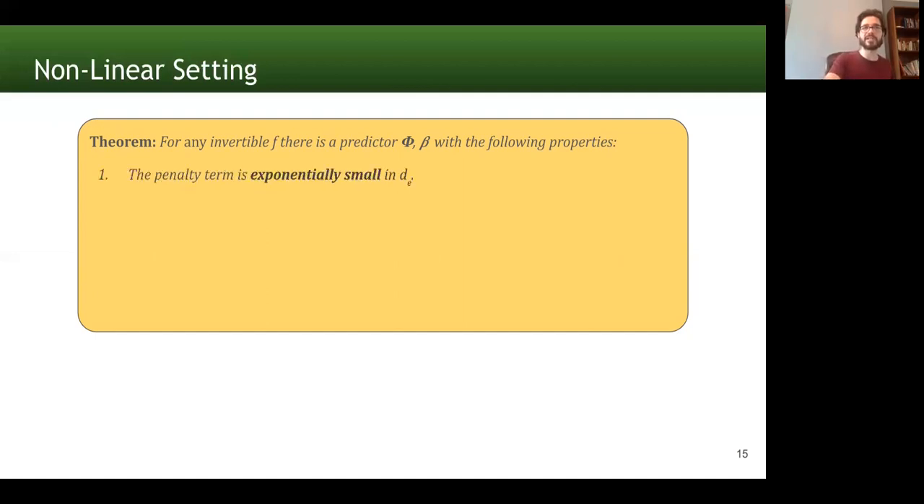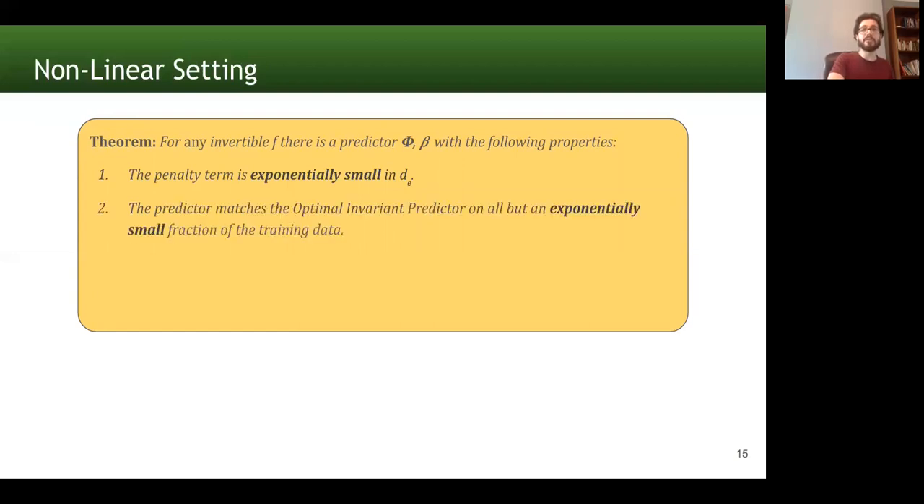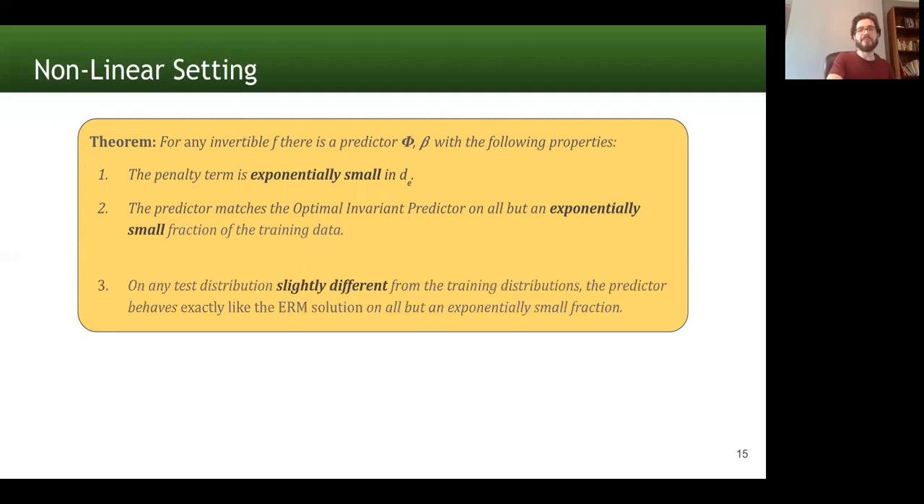For this fake predictor, the penalty term is exponentially small in the environmental latent dimension. Furthermore, the fake predictor matches the optimal invariant predictor on all but an exponentially small fraction of the training data. And finally, at test time, if we observe a test distribution that's slightly different from the training distributions, this is of course stated informally, then this fake predictor that we might uncover behaves exactly like ERM on all but an exponentially small fraction of that test distribution.